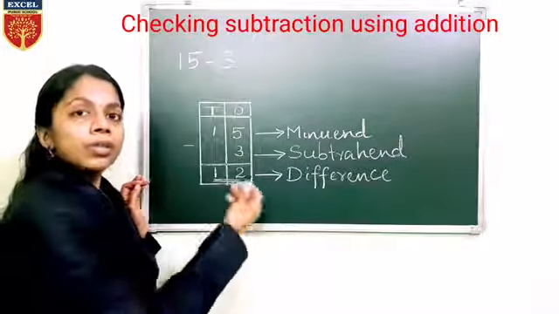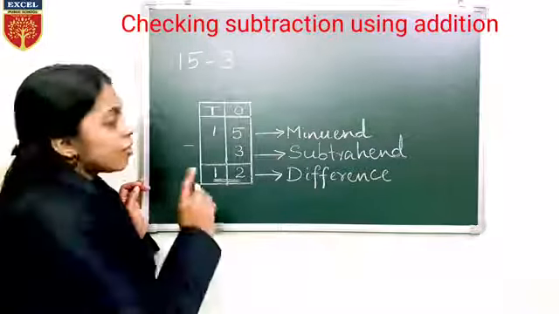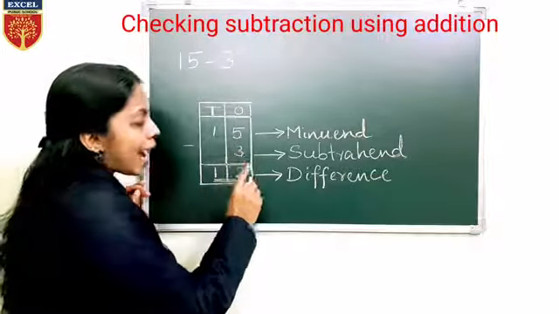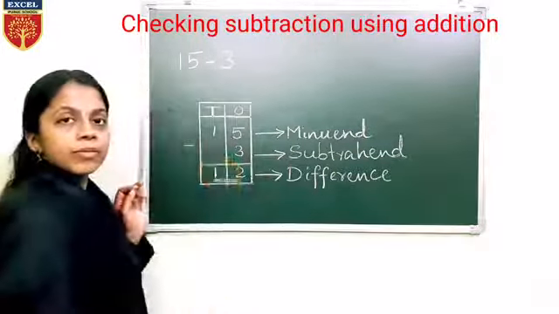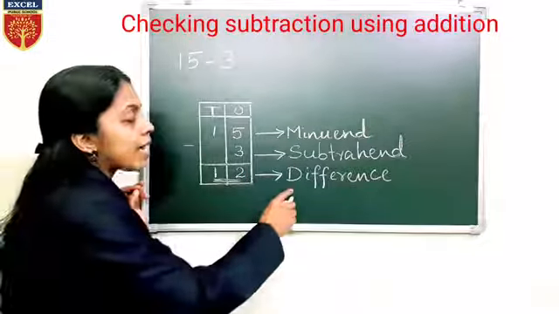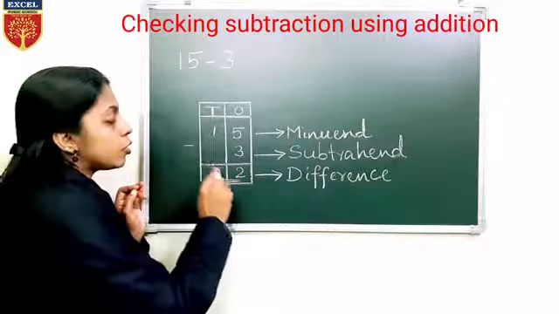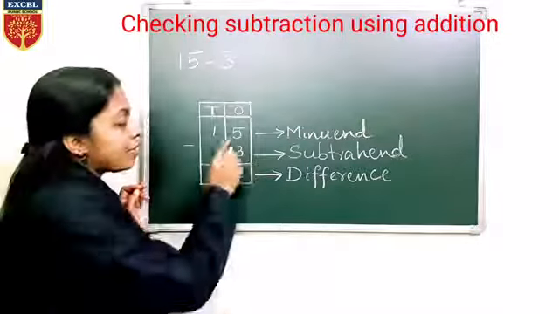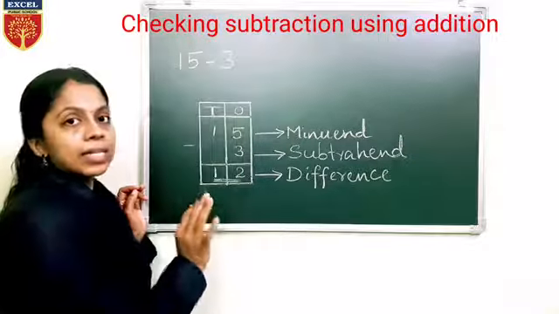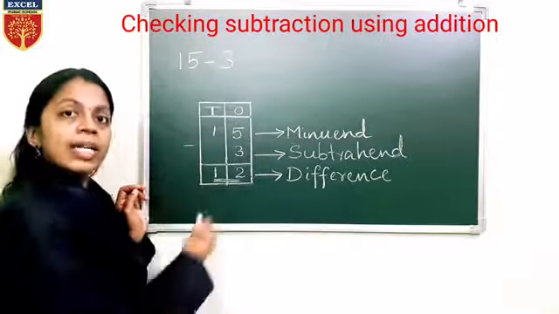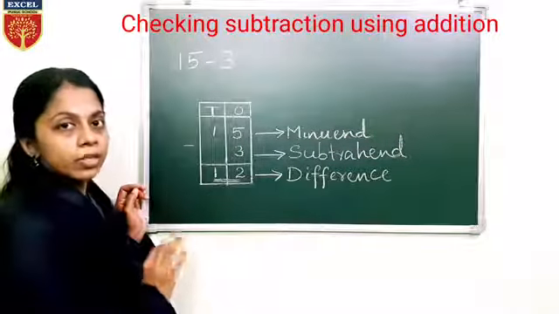If so, how to check whether our answer is correct or not? By using addition. For that, we need to add the difference and the subtrahend. That means we need to add 12 and 3. When we add 12 and 3, if we get 15, our answer is correct.